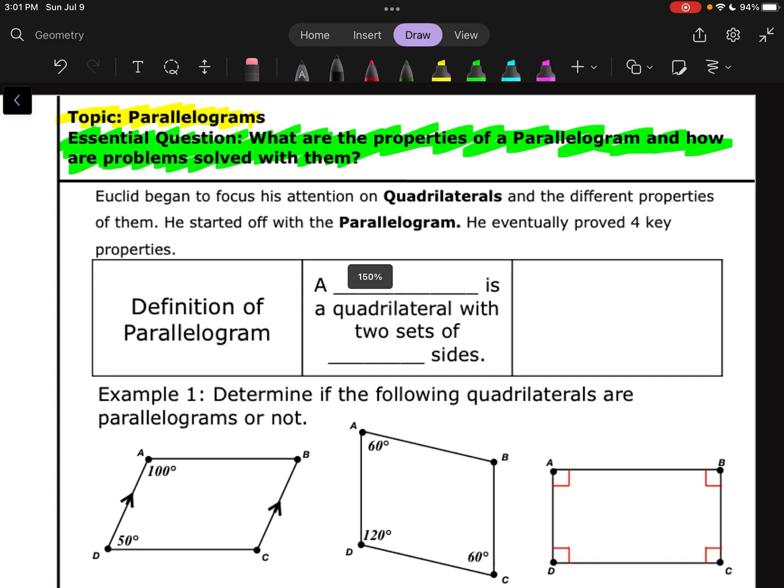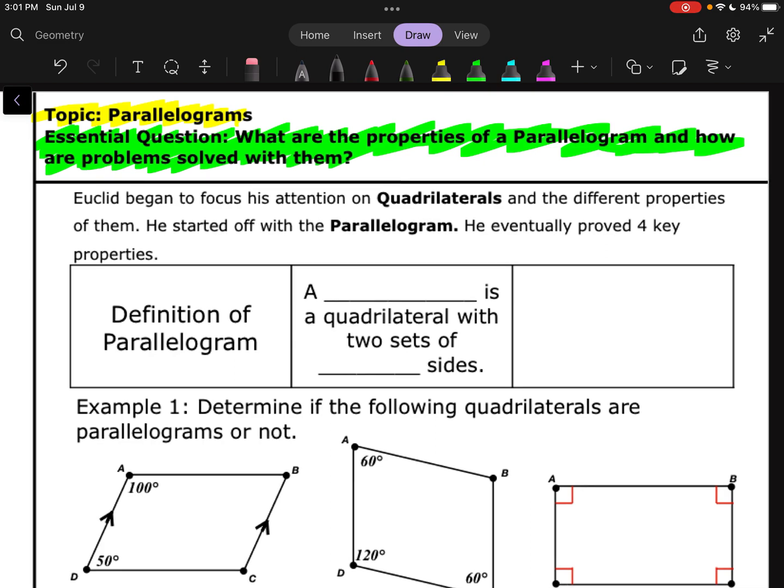We got our guy Euclid, father of geometry. It says Euclid began to focus his attention on quadrilaterals and the different properties of them. He started off with a parallelogram, and he eventually proved 4 key properties about them.